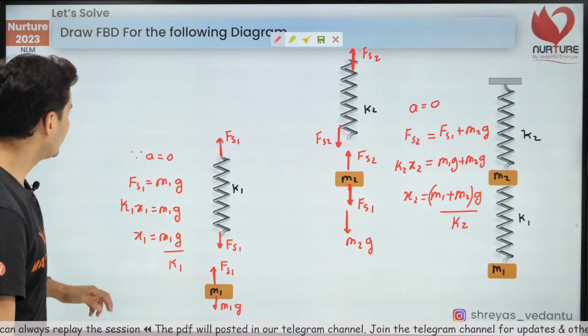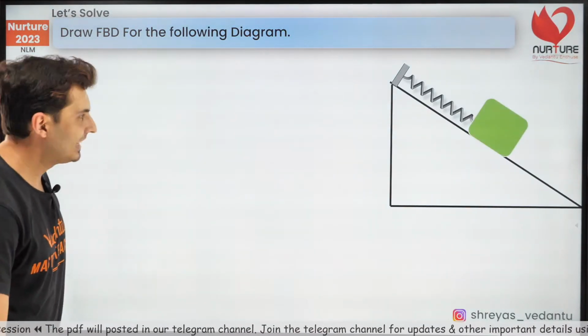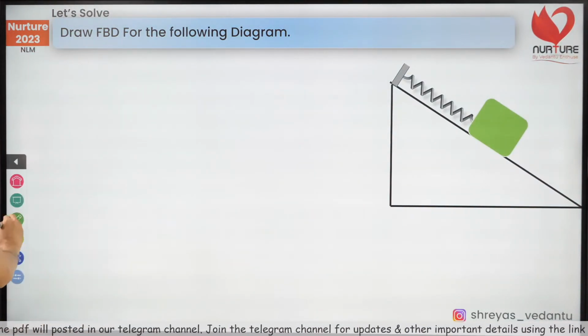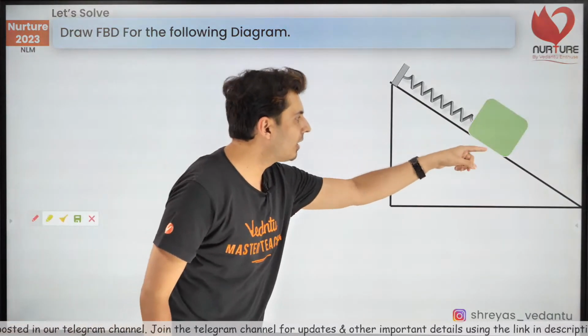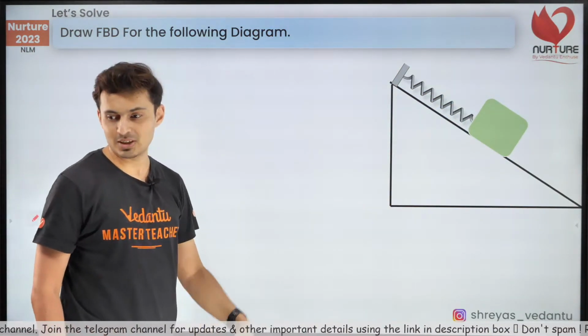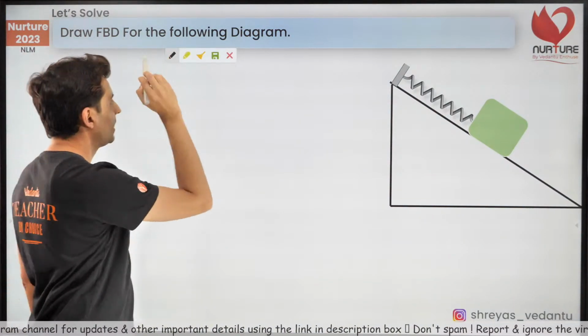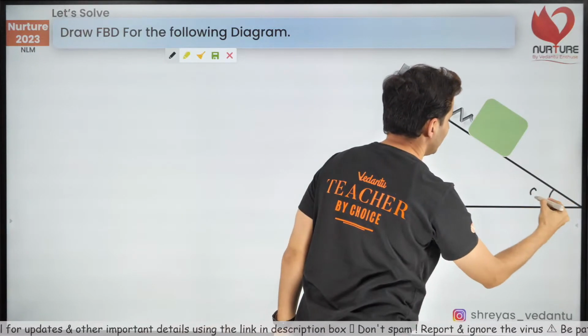Okay, chalo, let's get going to the next one. So I'm pretty sure this must be fun, and let's go to the next one where you have a spring connected to a block lying on a floor which is at an inclined plane. Yes. So now what do you do? Let's see. This is angle theta.